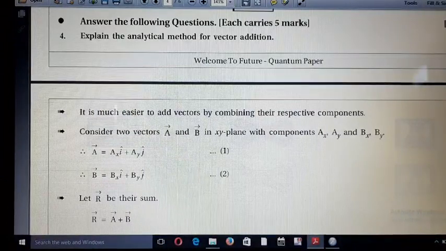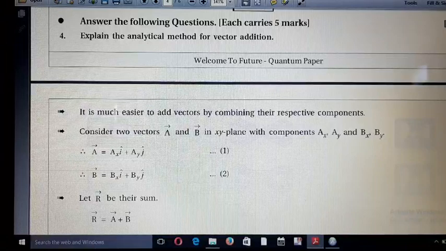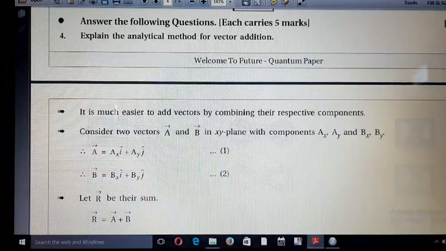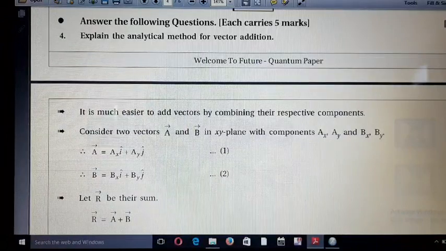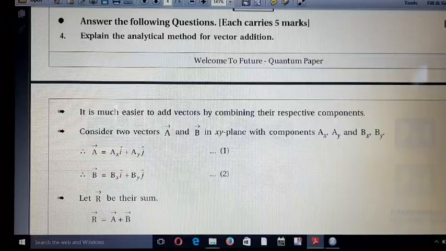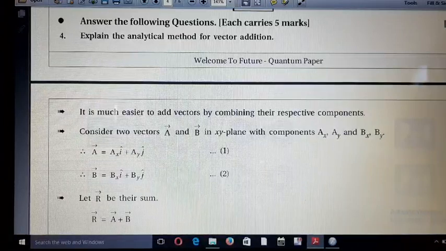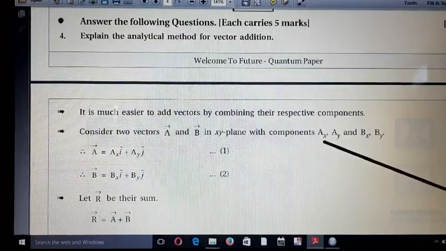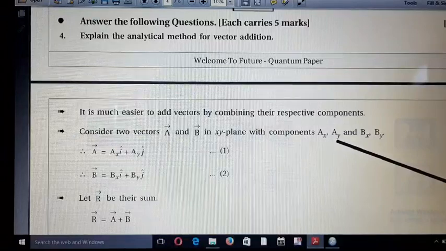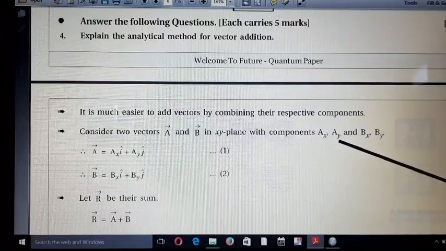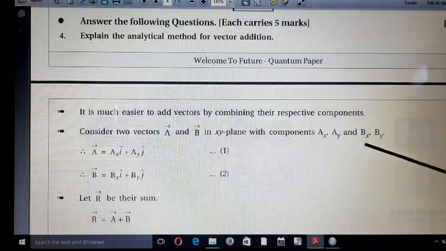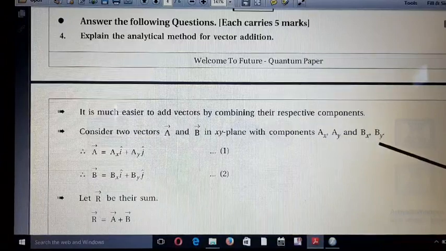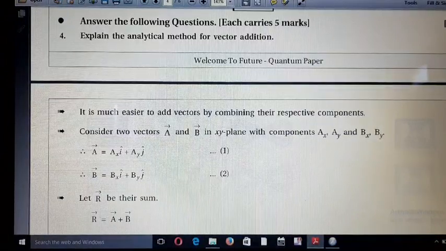Friends, suppose we have two vectors, vector A and vector B. These vectors have x and y components. For vector A, the x component is denoted by ax and the y component by ay. In the same way, for vector B, the x component is denoted by bx and the y component by by. Friends, first of all, look here.